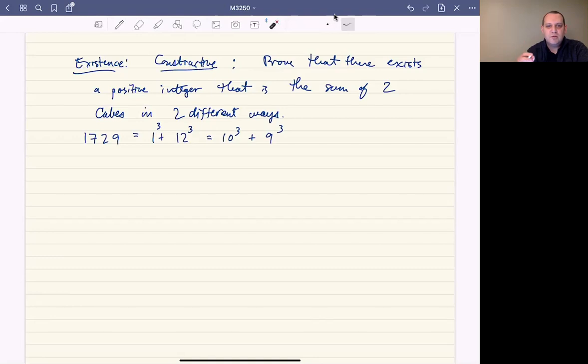This is as strong of a statement as you can make. Here's the integer, done. It exists. Here it is. Okay, you're handing it over. Here it is. There's also what are called non-constructive.